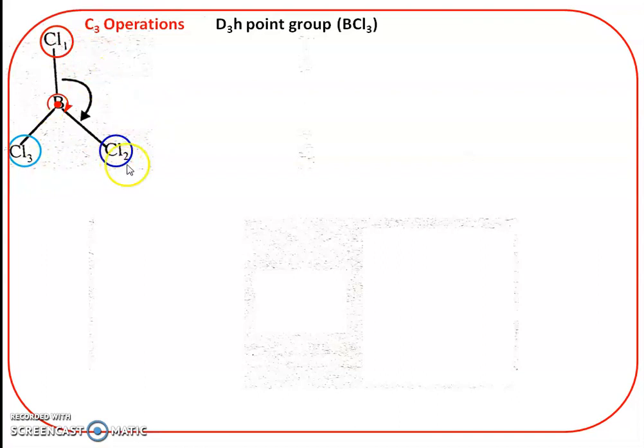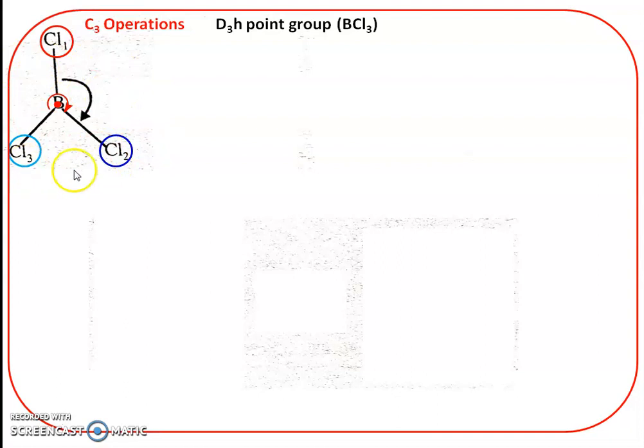molecule. Again, it is a planar molecule, and as you already know, in the D3H point group there are 12 elements, and the three important elements are C31, C32 and C33. C33 is an identity. Now how these element operations are carried out, that we are going to see right now.